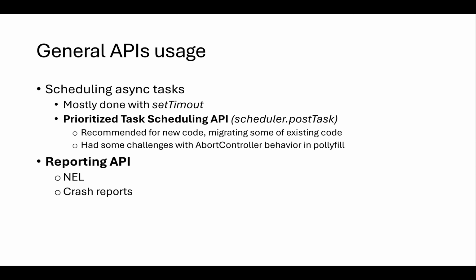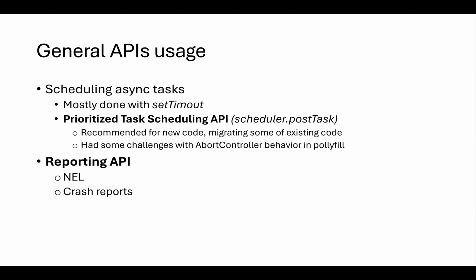For general API usage that is not falling particularly in one of the other performance areas that I covered earlier: scheduling async tasks is mostly done using setTimeout throughout the application, either directly calling setTimeout on the window object, or indirectly through different layers of libraries and wrappers that eventually call setTimeout. We did start adopting prioritized task scheduling, the postTask API, so we can use different priorities for interactions that are either more urgent or less urgent, and we want to make sure the UI stays more interactive.